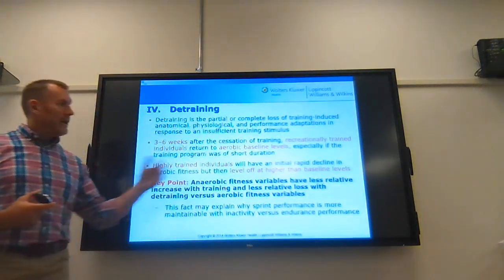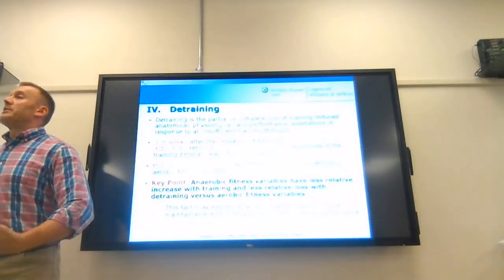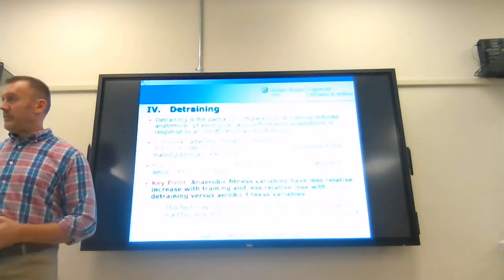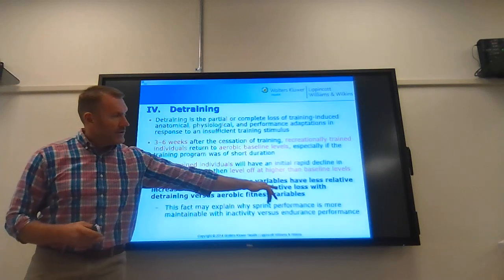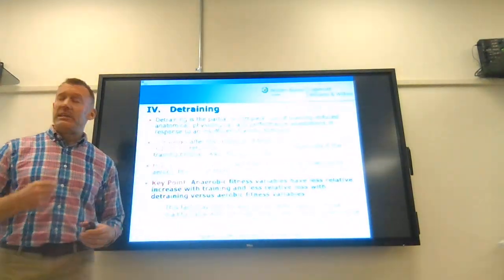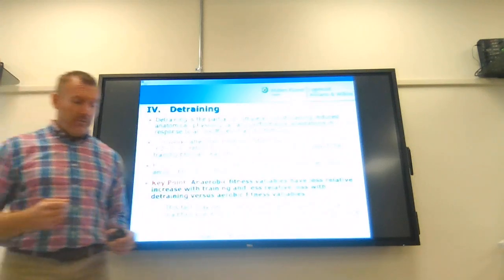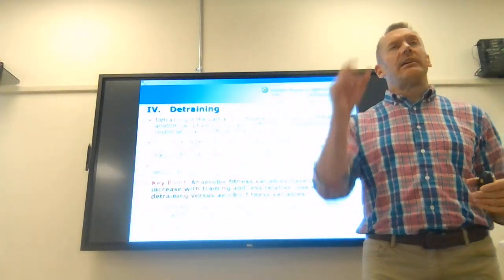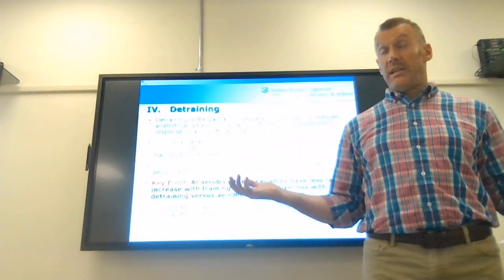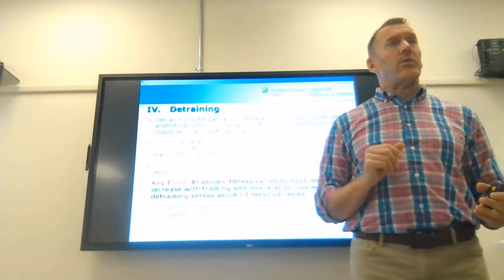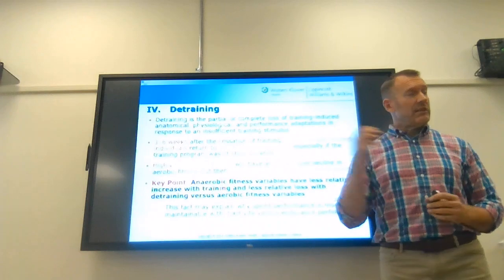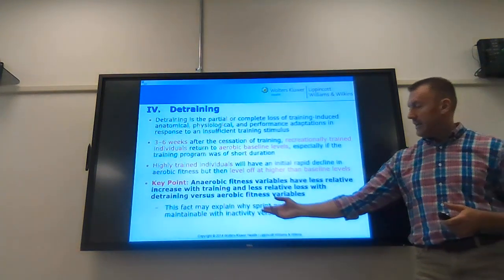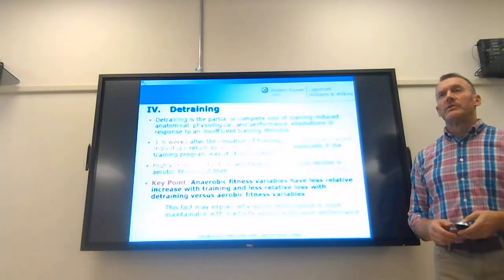Another key point, very important: anaerobic fitness variables. So sprint ability, muscle size, muscle strength, power, those things have less relative decline with detraining. So there's less relative loss, and the rate of decline for anaerobic fitness is slower. The flip side of that is the gains in anaerobic fitness are also smaller. So with anaerobic fitness, you get a little bit of change, but if there's any detraining period, the rate of decline is slower. Aerobic fitness, you get a lot of change, and the rate of decline is faster. So that's why sprint performance is more maintainable with inactivity versus endurance performance.